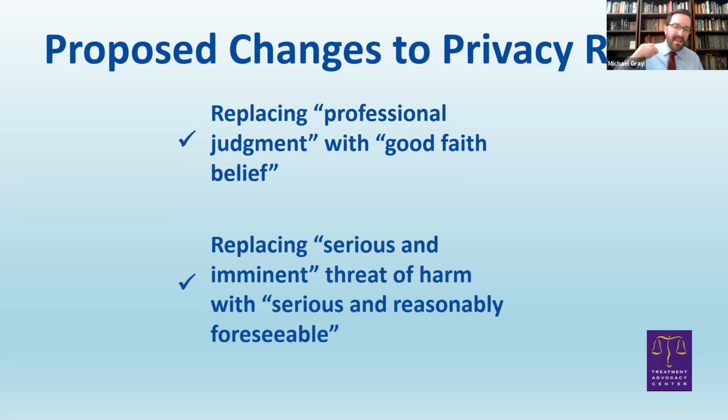The second thing is replacing that standard I mentioned earlier of a serious and imminent threat of harm with a serious and reasonably foreseeable threat of harm. That's a little more complicated, but if you think about it for a minute, or if you've been that family that I described, then you know why this could be a big deal. Because the word imminent, in all its different forms in the English language, is one of the greatest barriers to effective treatment for severe mental illness in the United States today.